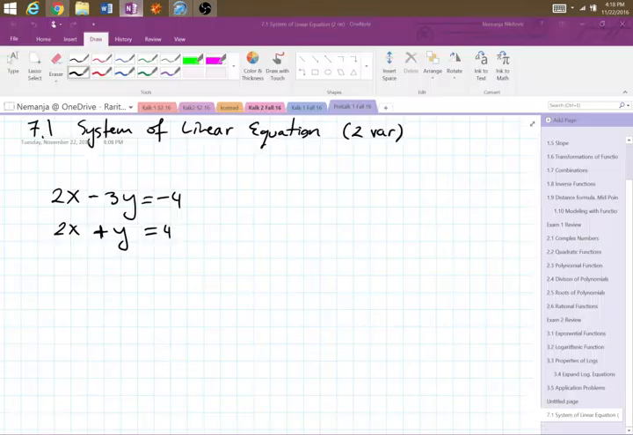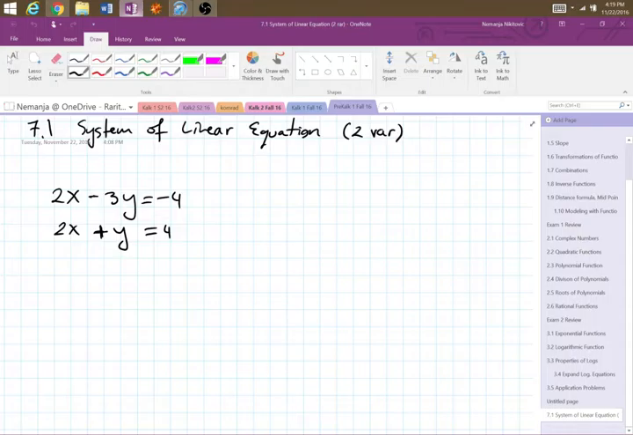Yep, stream is moving. So we have a system that says 2x minus 3y is equal to negative 4 and 2x plus y is equal to 4. This system can be solved graphically. Any system with two variables can be solved graphically by graphing two lines that are presented to you, where their intersect will be a solution.